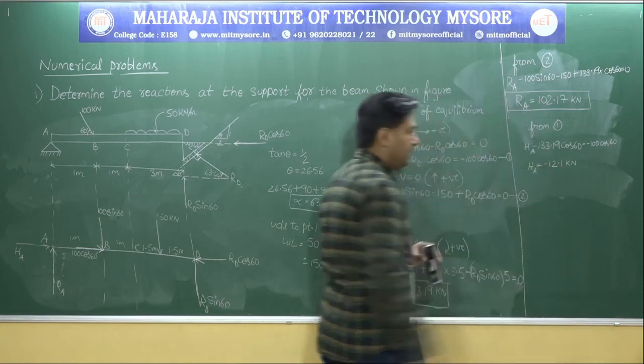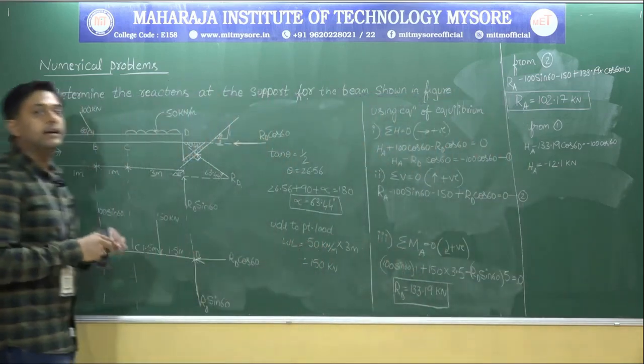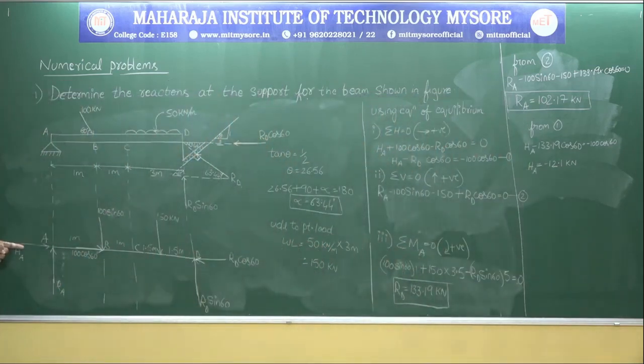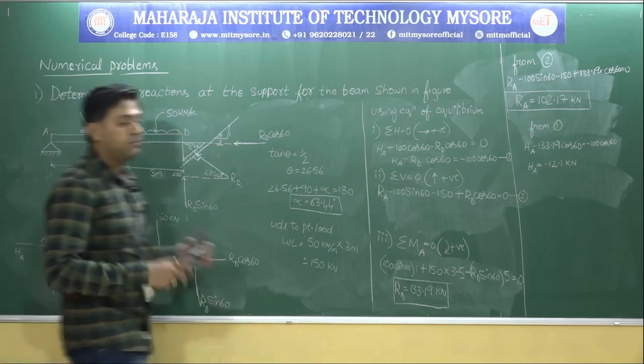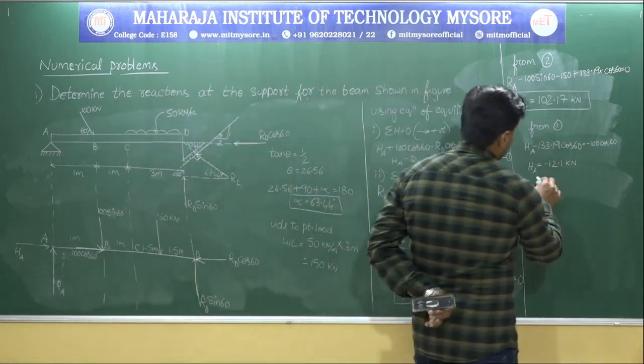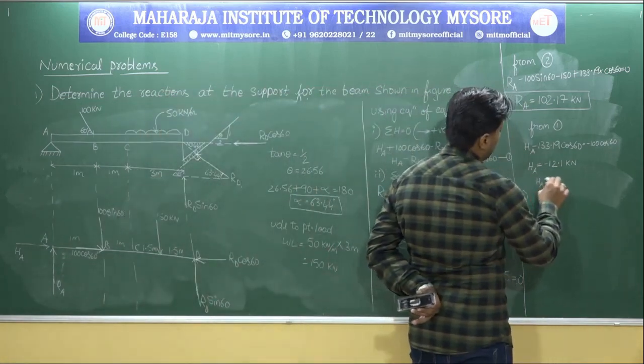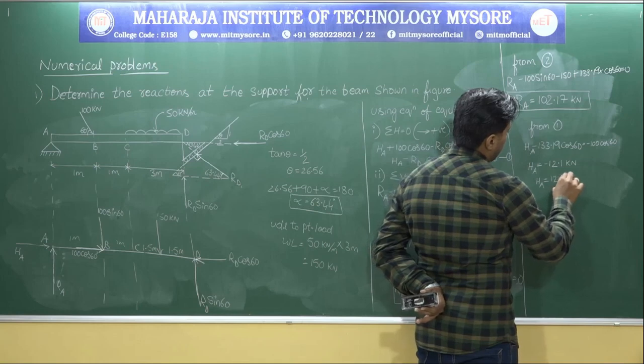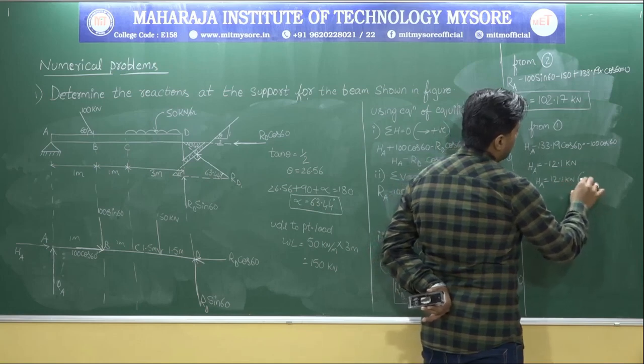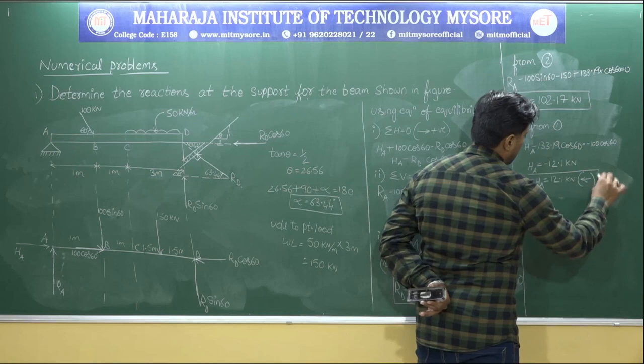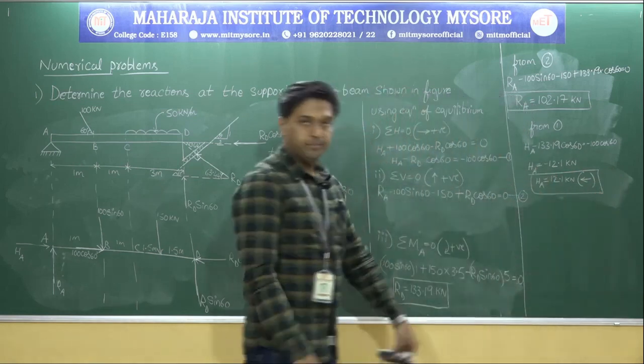So what is this indicating? Negative sign. It indicates that in the starting I was not knowing, so that's why the horizontal force I have taken it towards the beam, but the answer is indicating it is not to be taken towards the beam, it needs to be away from the beam. Okay, so it means that HA is equal to 12.1 kilonewton in leftward direction. That's it.